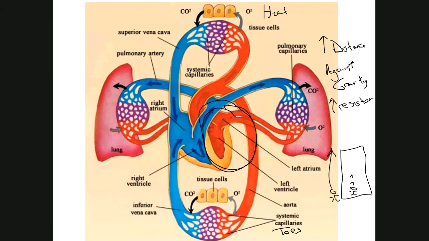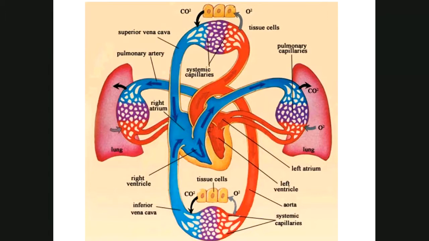And so we're going to need a high pressure pump. And the only way you can make high pressure is if you have a lot of muscle. And so the left side has a much greater amount of muscle, and it has a much thicker wall. So when we look at this, we're going to use the fact that these two are very different in order to be able to tell the sides of the heart apart. Any questions to this point?